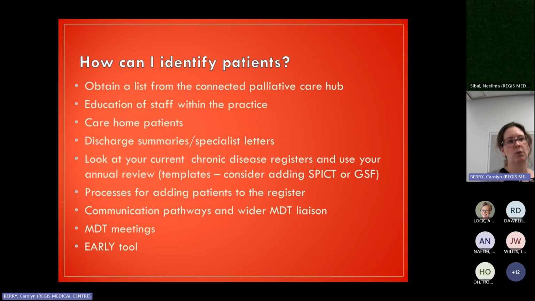So we're just looking within YHP, we haven't actually done this part yet, but in adding that tool to our disease templates so that we can ask that question when the patients come in for that annual review.